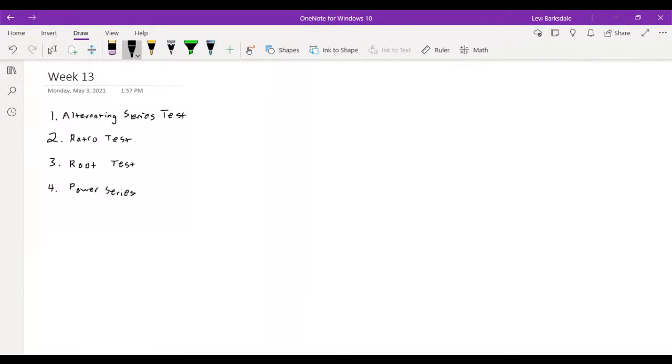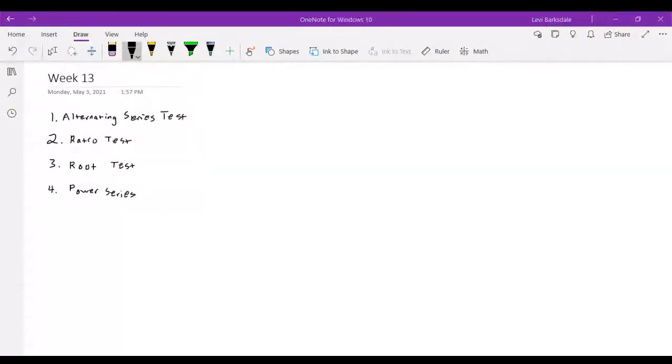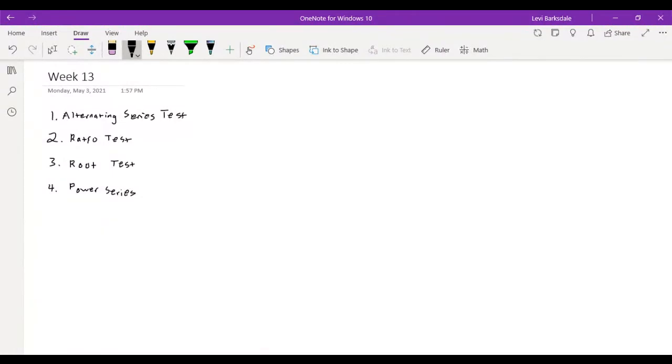This weekly review will be covering the alternating series test, the ratio test, the root test, and what a power series is. All right, so let's go ahead and get started. And that does say ratio test. So perfect.